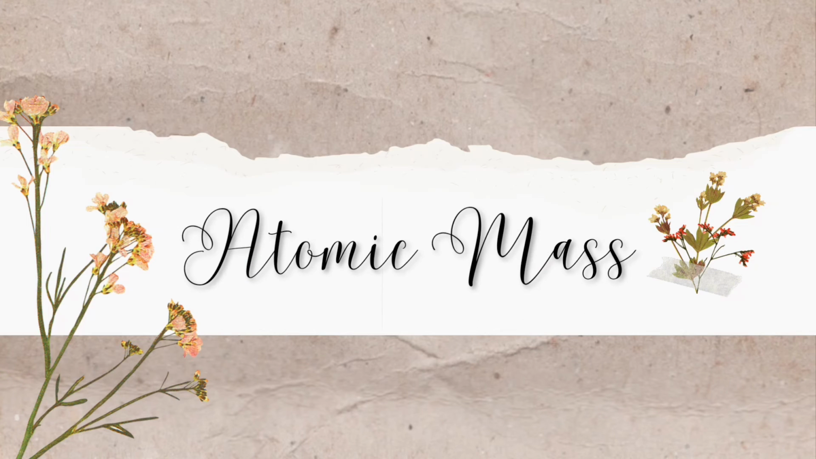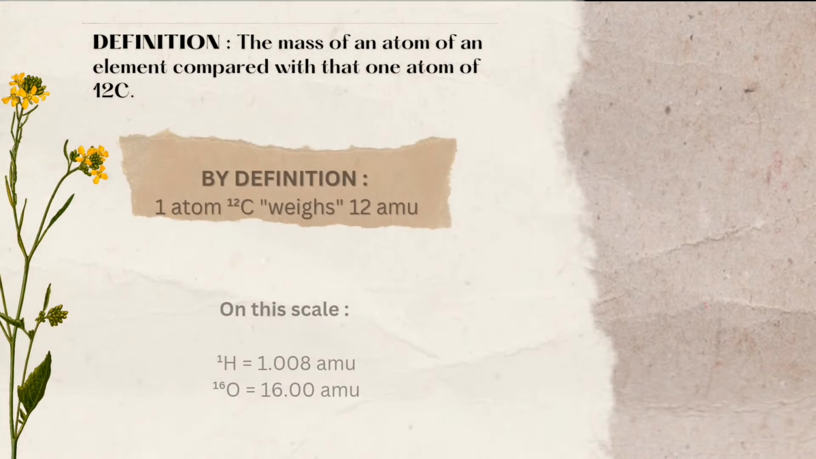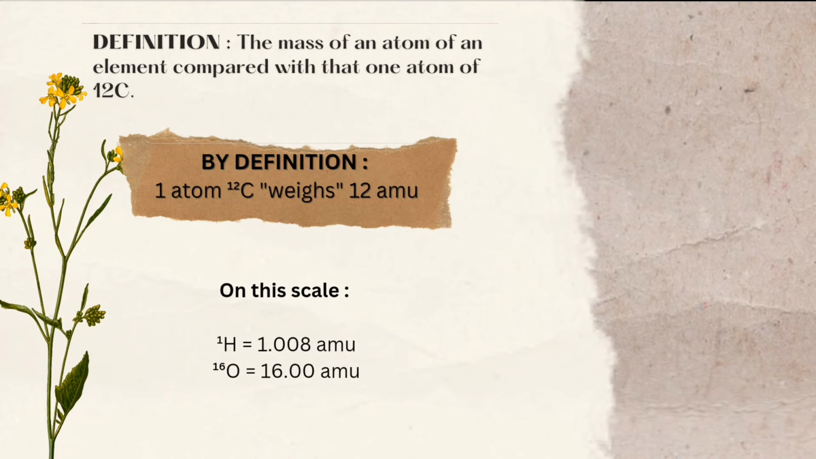Do you know what atomic mass is? Let me tell you the definition. The definition of atomic mass is the mass of an atom of an element compared with that of one atom of carbon-12. On this scale, 1 hydrogen equals 1.008 atomic mass unit.